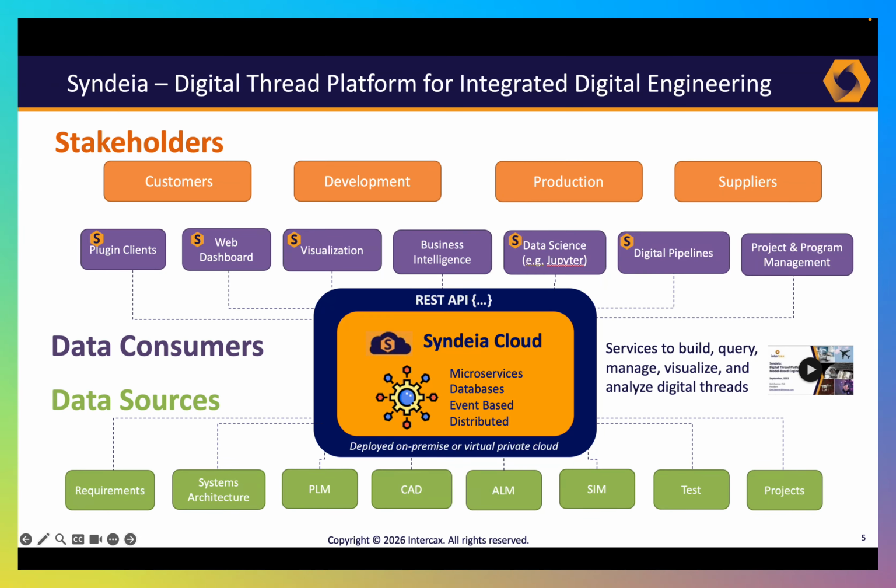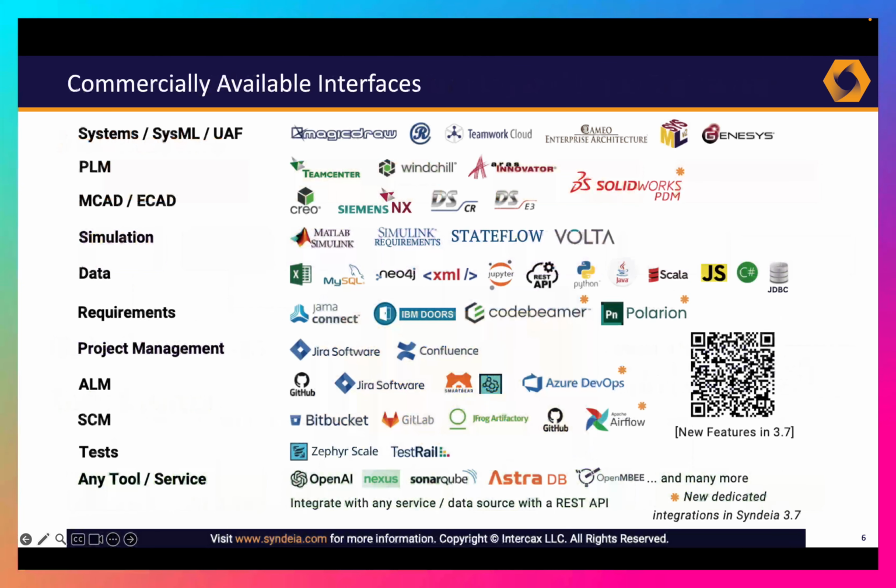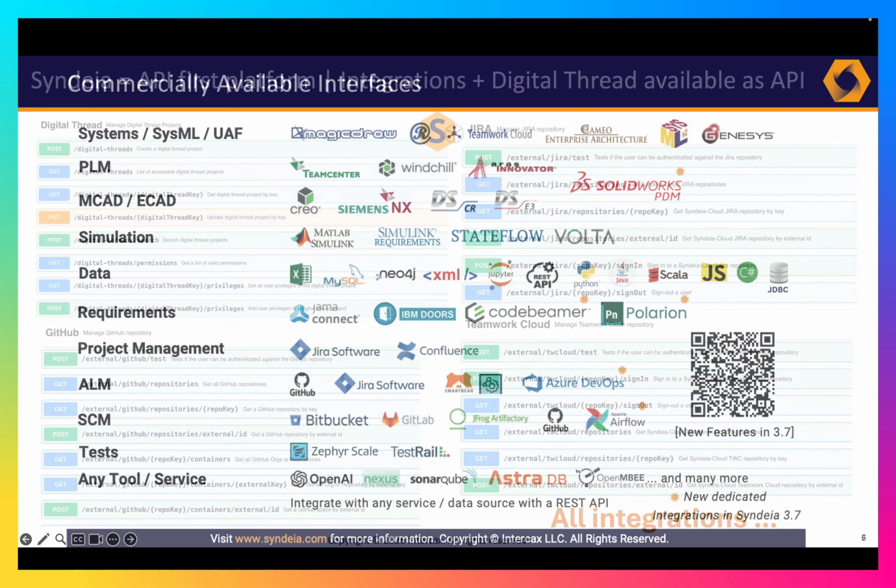So how do we finally realize this? We are the makers of the Syndeia digital thread platform that provides integrations to a broad set of digital engineering models and domains, such as digital threads, and makes this entire graph available to consumer apps using a powerful and comprehensive REST API. Syndeia provides dedicated integrations to digital engineering tools in a wide array of domains and connect with any enterprise tool or service that provides a REST API using its generic REST integration capability.